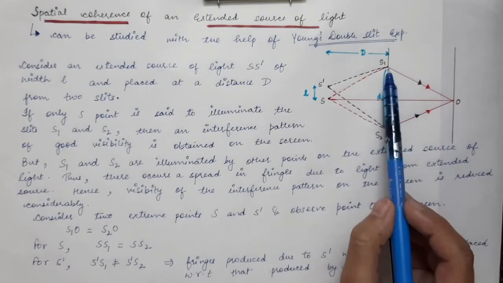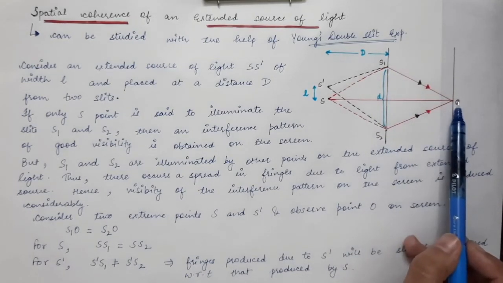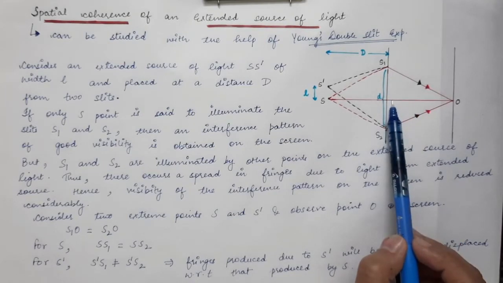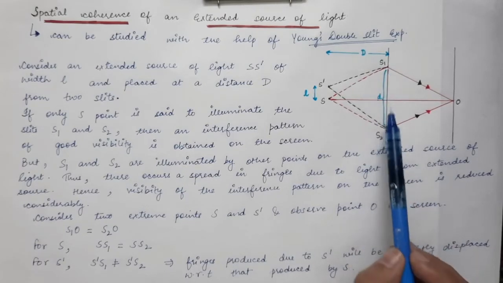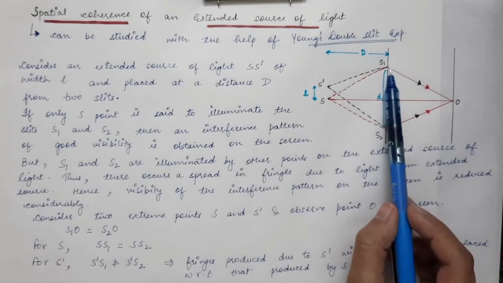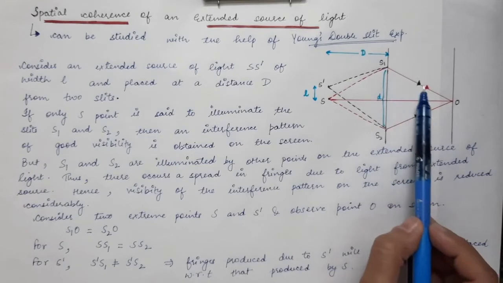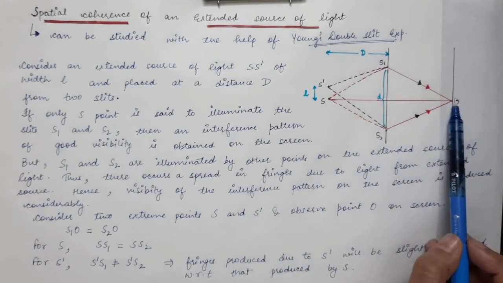It's obvious that S1O is exactly equal to S2O because O is at the center. This distance is equal to d by 2 and this distance is also equal to d by 2, because S1S2 is equal to small d. So this distance is exactly half, and S1O is exactly equal to S2O.